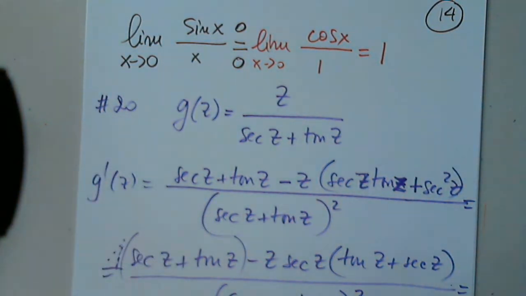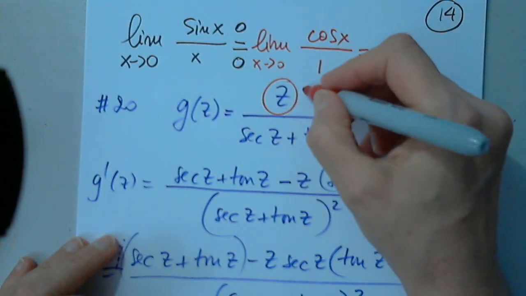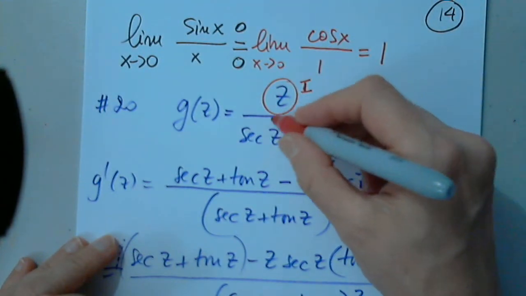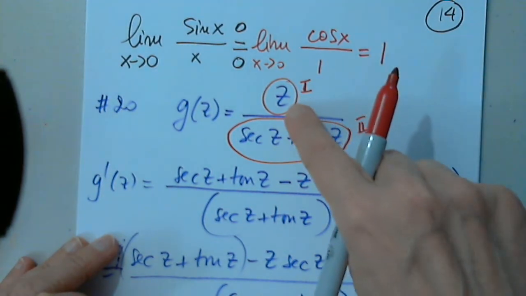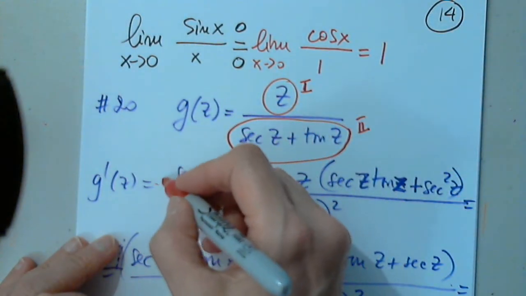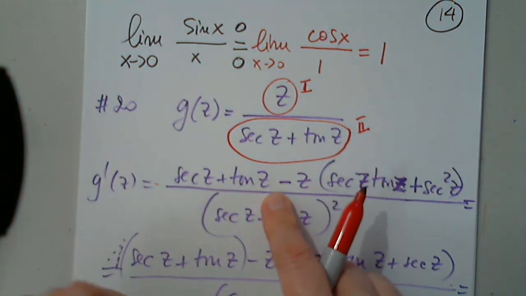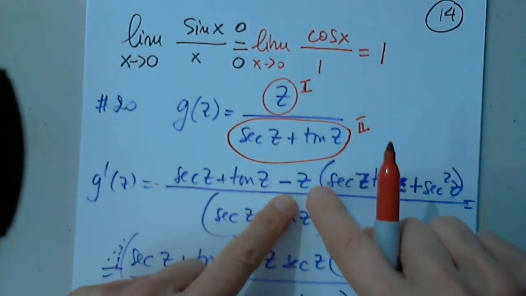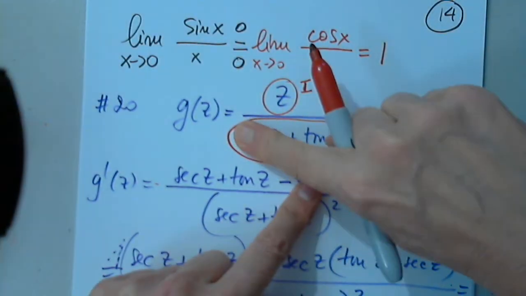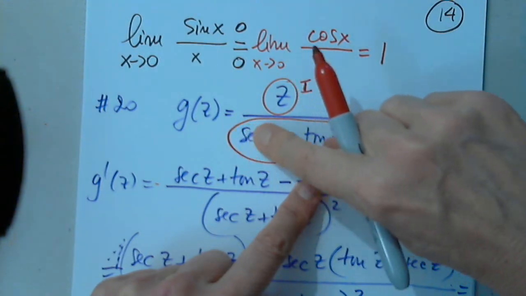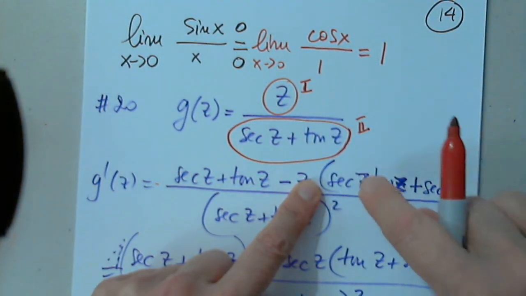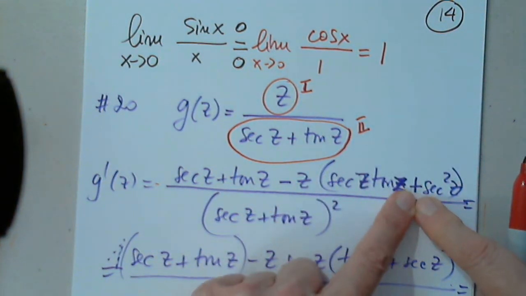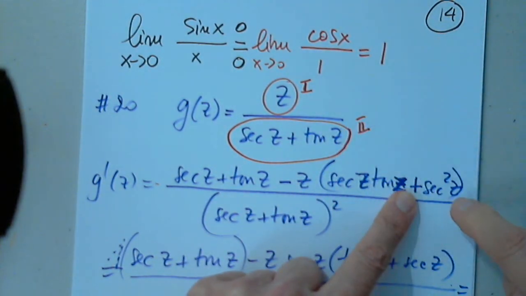So let's do this again. Like the product. So this is number 1, and this is number 2. Number 1 prime is here, 1 times the denominator minus. I copy 1, but now I differentiate this. When I differentiate secant, secant prime is secant tangent. Plus, when I differentiate tangent, I get secant squared.